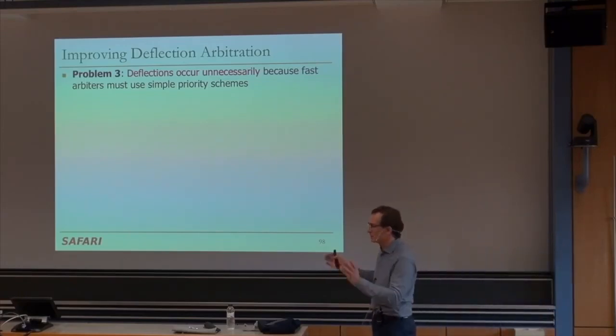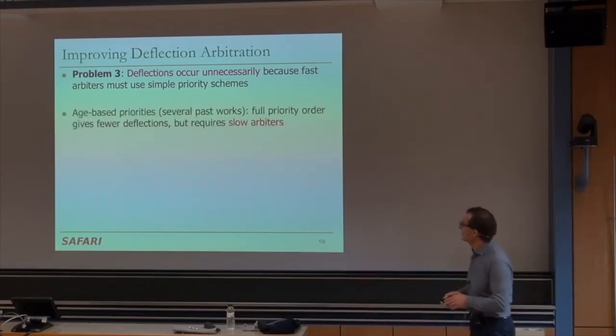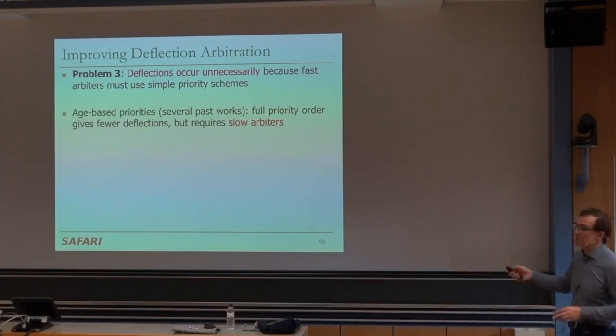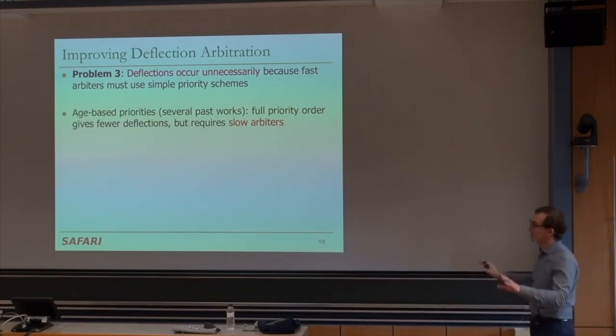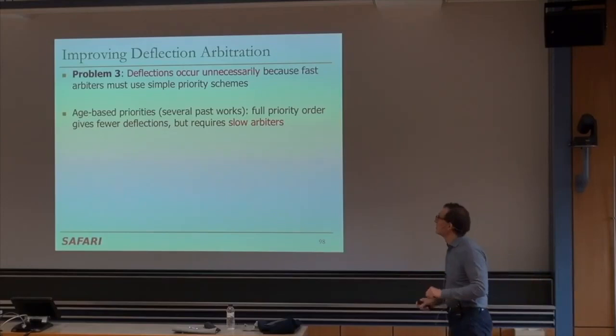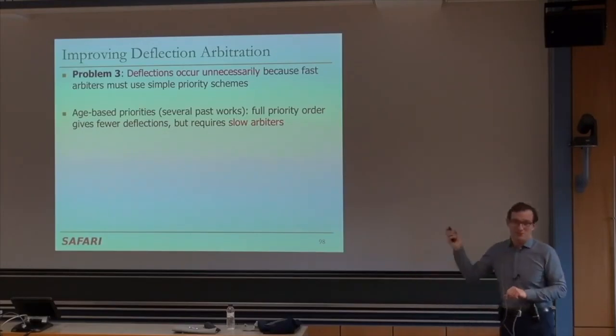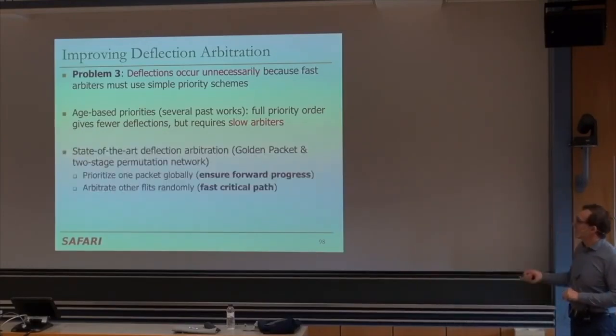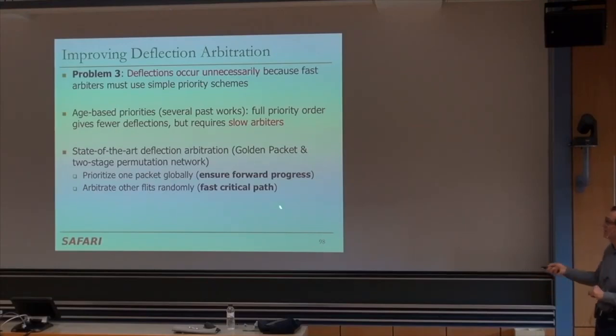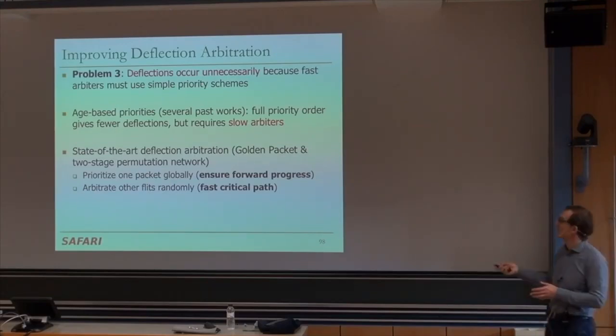And the router may not be making the right decision. So you can have age-based priorities. That's good. You get full priority order. It leads to the fewest deflections, actually. But it requires slow arbiters, as we've seen before. So if you actually use golden stage and 2-stage permutation network, like we've discussed, it's fast and it ensures forward progress.